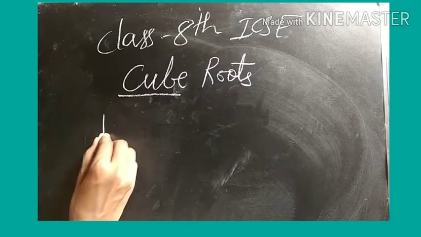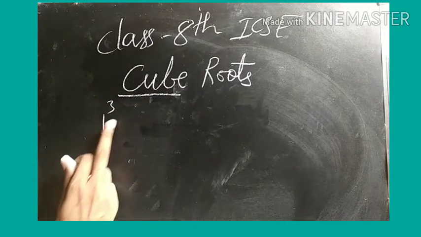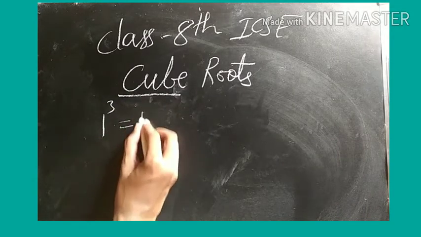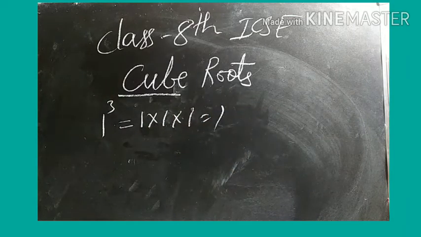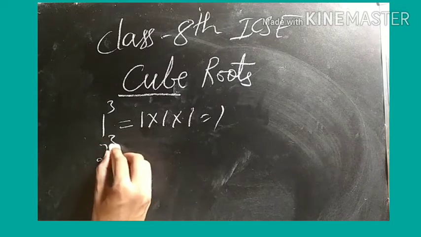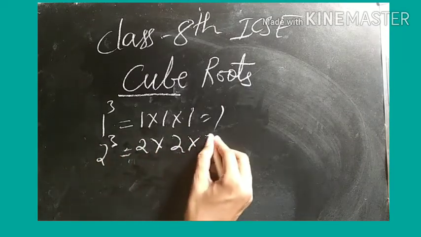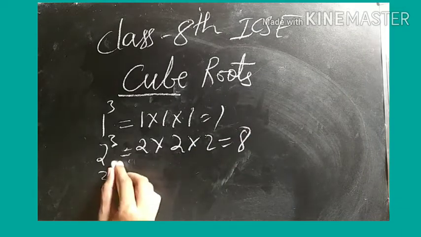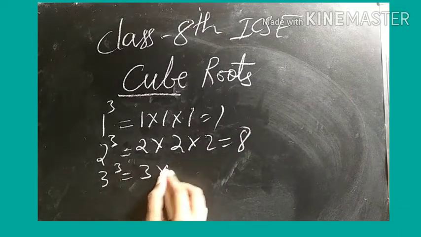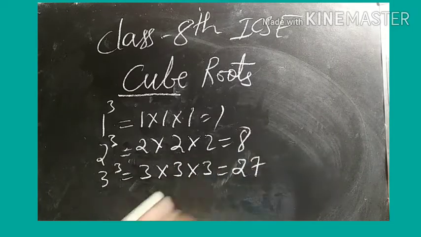For example, how do we write it? Like this, 1 cube. It means 1 is multiplied 3 times, that is 1 into 1 into 1 equal to 1. In the same way, 2 cube is 2 into 2 into 2, which is equal to 8. Same way, 3 cube is 3 into 3 into 3, equal to 27.